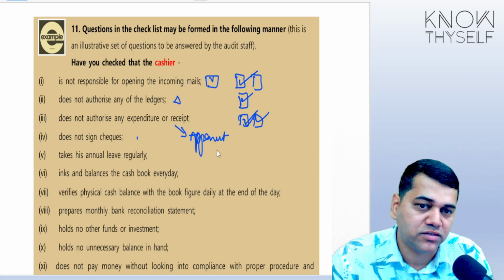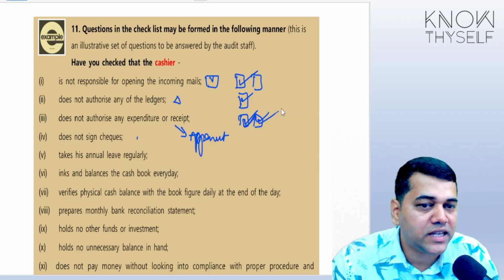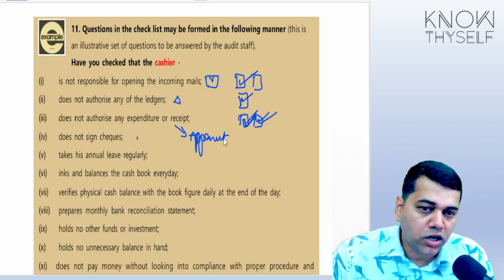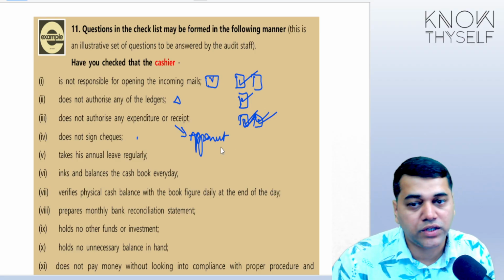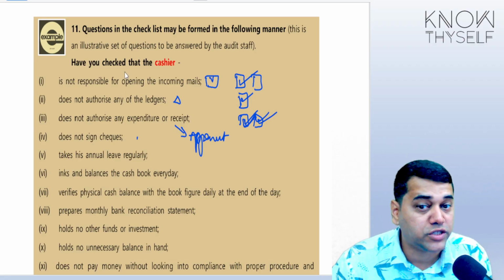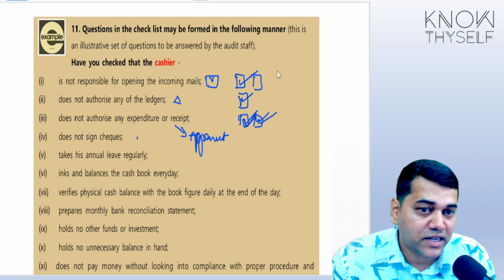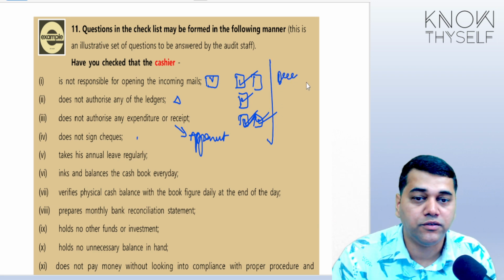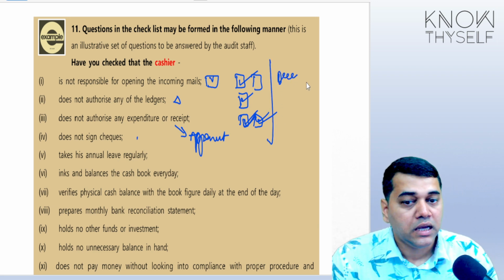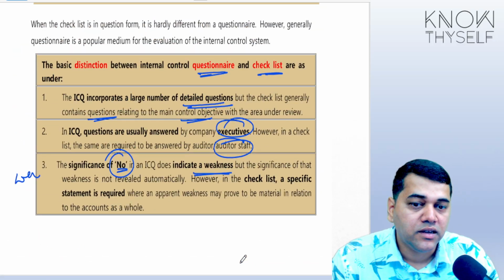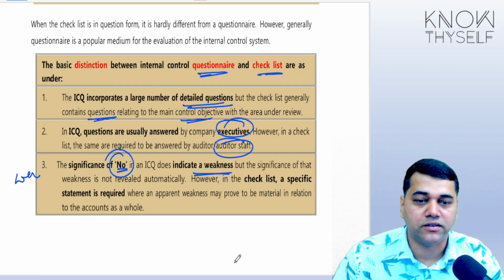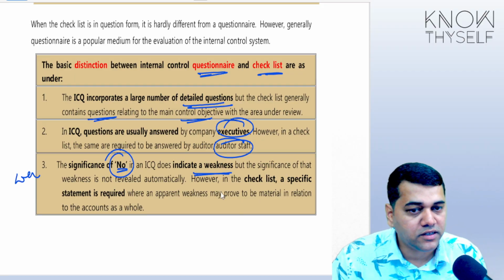Please understand, students. Whether I tick this or that, whether you have verified or not verified, I will not apparently come to know whether there is a weakness or not when it comes to a checklist. It requires, as I told you, separate documentation of what you observed when you verified it. But in the control questionnaire, the moment you say no, it's very apparent that there is a weakness. I hope this part is clear.